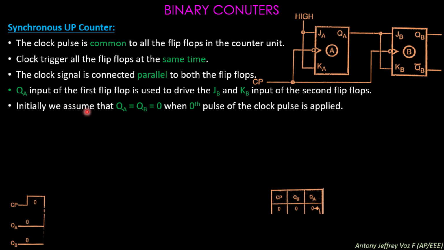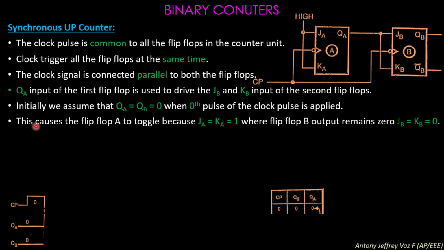Initially we assume that QA equals QB equals 0 when the 0th pulse of the clock is applied. So you may see this is the waveform. Here you can see this is the clock pulse and here you are getting the 0th clock pulse. At this time we are assuming that the QA and the QB signals are 0. So QA is 0 and QB is also 0. This is represented by the truth table over here.